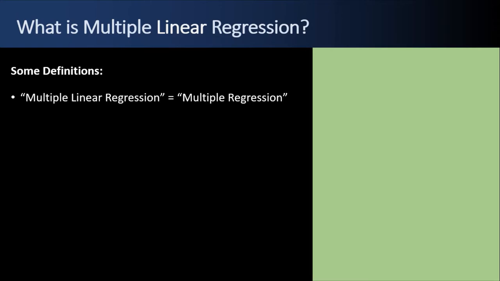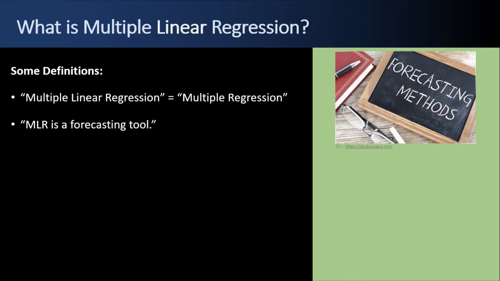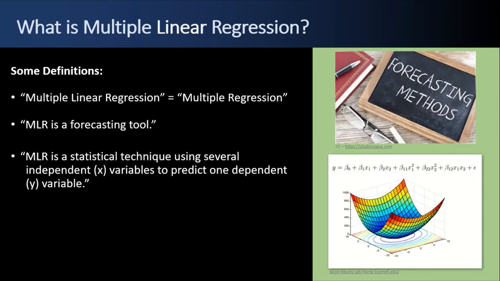What is multiple linear regression? Well, some definitions. Multiple linear regression, or MLR, is also known as multiple regression. They're interchangeable synonyms, if you will. MLR is a forecasting tool. MLR is a statistical technique using several independent X variables to predict one dependent Y variable.